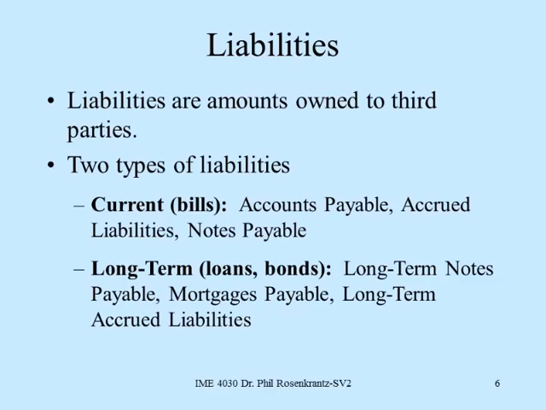The next category is long-term liabilities, and these are bigger loans and bonds. A lot of times you have to borrow money to buy buildings, plants, equipment, stuff like that. And so you'll have a mortgage, and so you'll be making loan payments, and you'll owe on those loans. Other things like bonds, which I'll mention on another slide, are long-term liabilities as well.